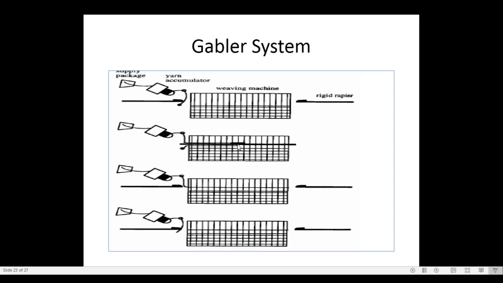As the right hand rapier starts pulling backside, the weft holding unit releases the weft here, and this half part is straightened here. So here the cutter will act, the leading end will be ready, and now the beat up of this pick will be there. So again the cycle starts here. So Gabler is a hairpin system.